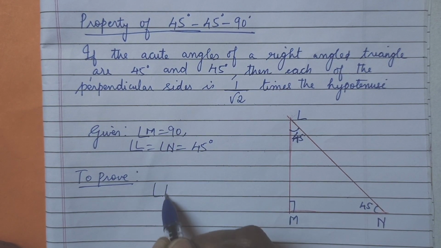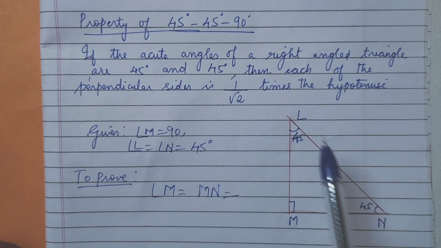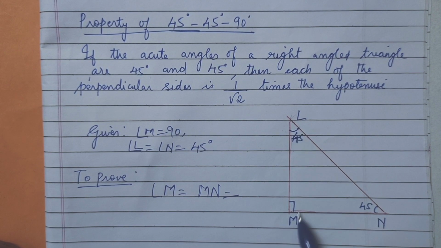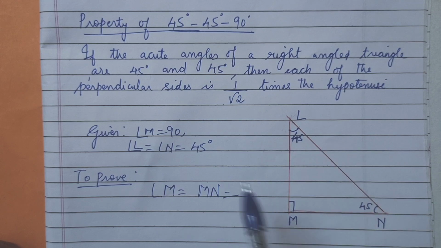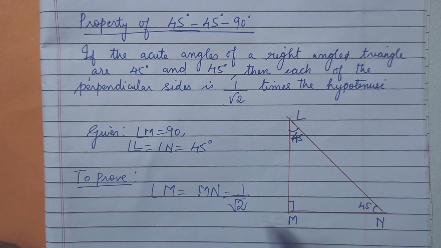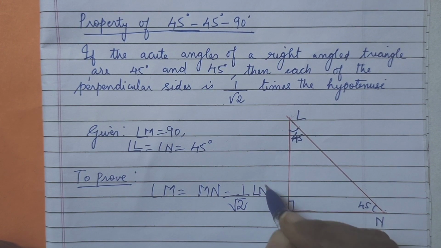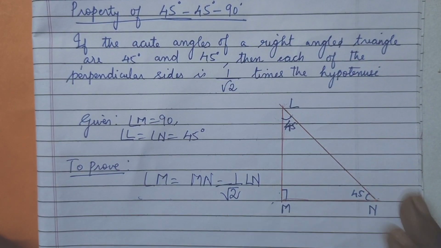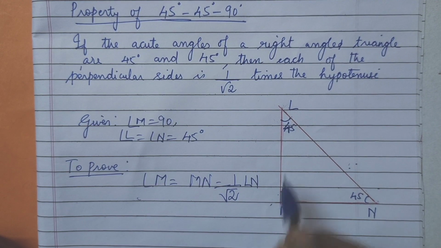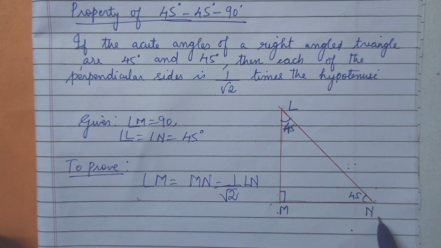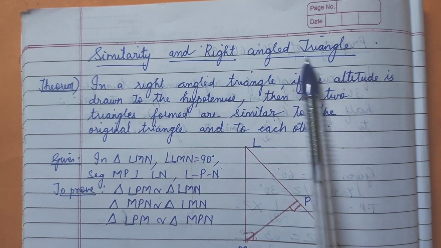That means LM is equal to MN, both sides. Okay, and we can say it another way: opposite to 45 degrees. Opposite to 45 degrees is MN, and opposite to the other 45 degrees is LM. Both are equal to 1/√2 times the hypotenuse. Which is our hypotenuse? You can see LN, opposite to 90 degrees. So this is what our property says. Okay, so with this we can find the sides here. Sometimes they might give LN as a, then you can find LM and MN through this property here. Next theorem, similarity in a right angled triangle.